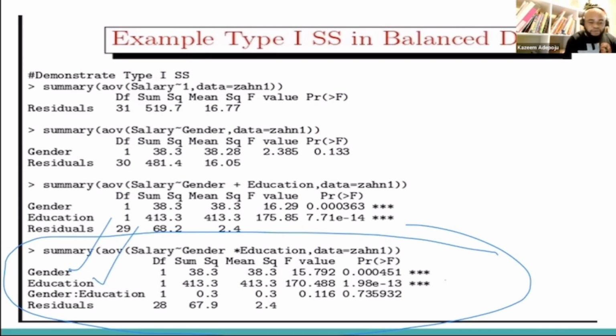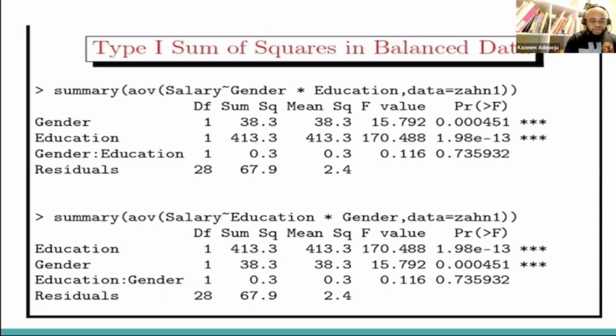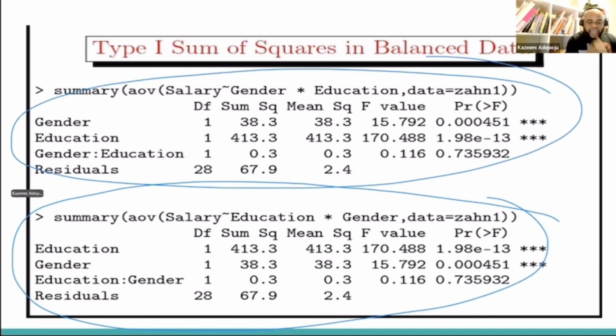Okay. Now, because the data set is balanced, what if I switch that? If I now use education as factor A and I use gender as factor B, what will happen? Is that going to change things? I'm going to do that now. Okay. Oh my God. Take a look at this. Do I have a different result for balanced data when I take a look here?